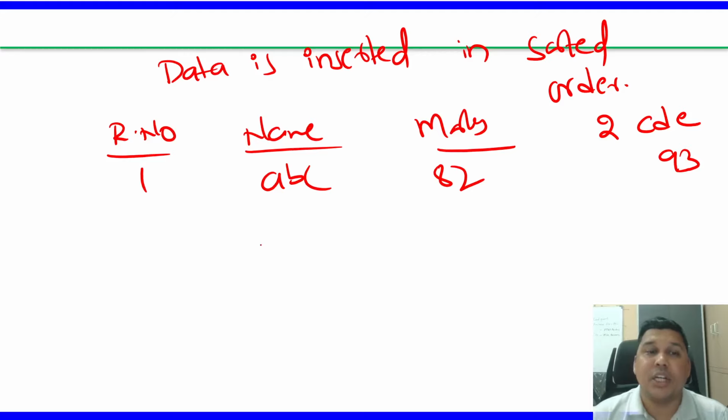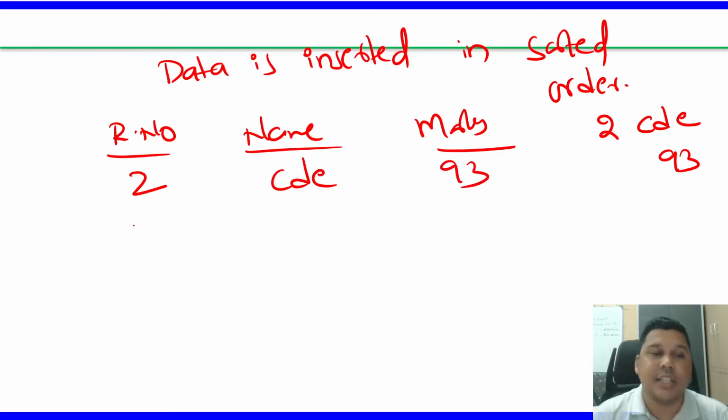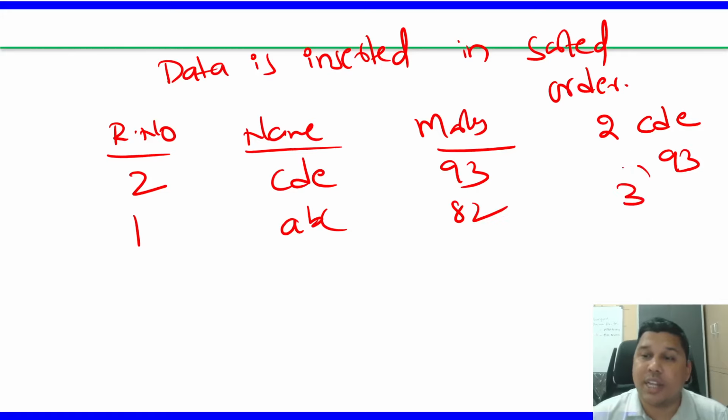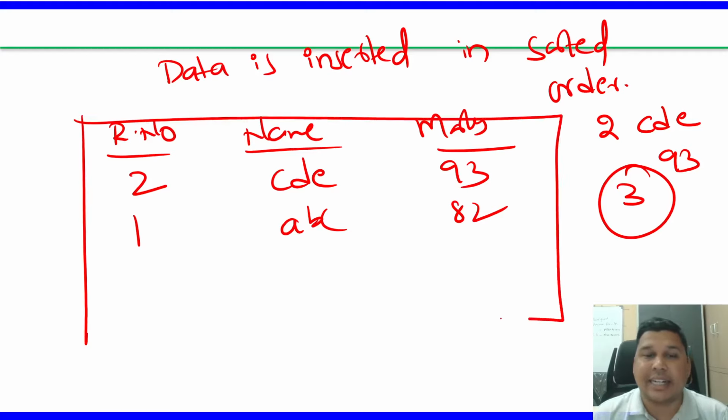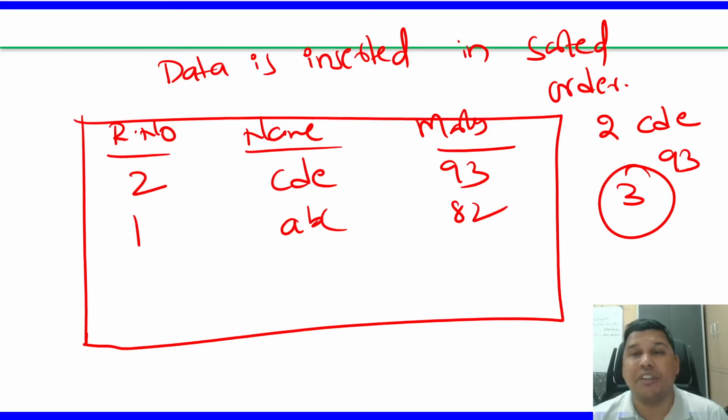Then in that case, you rearrange the order. You put it like this. You put 2 first, then CDE, then 93, then you put 1 like this. Then the third record comes, again you do sorting and store it. Let it take time, inserting data into this file, let it take time. But retrieving should be very fast.